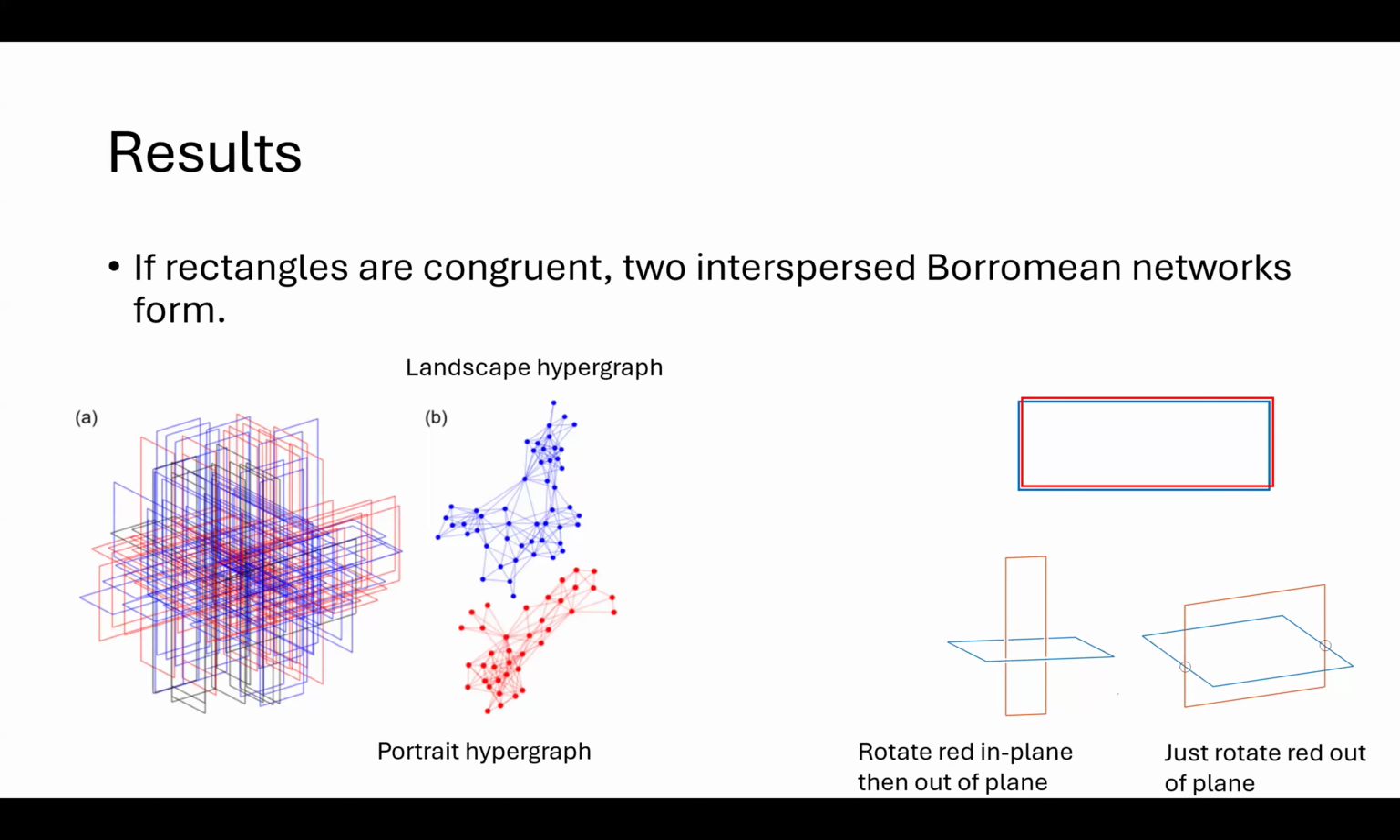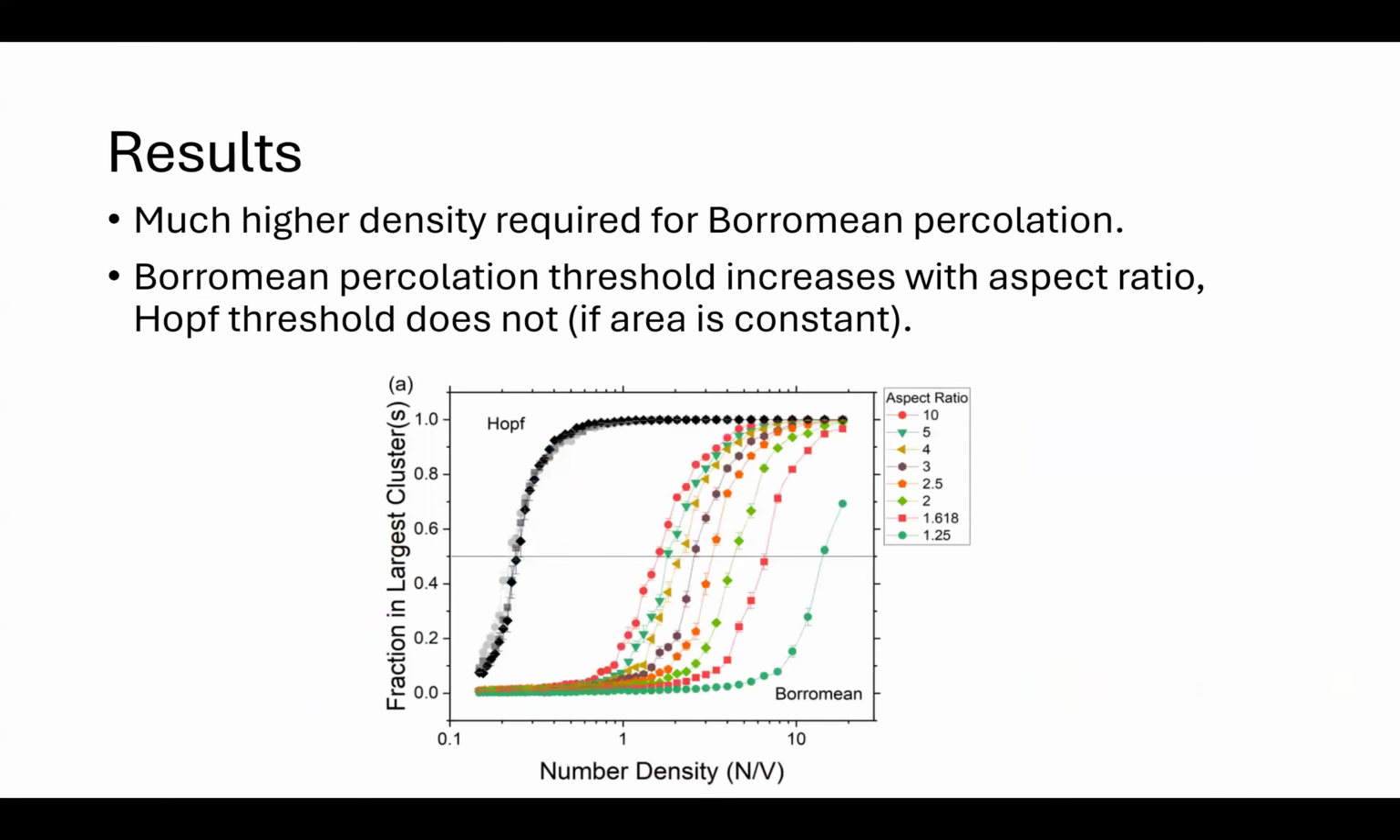And the way to think about this is if you start with two identical rectangles and you rotate one of them out of plane, they can no longer pierce each other. They can only either be linked or intersect in 2 points. Whereas if you rotate one of them in plane first, then out of plane, then you're able to have this piercing. But if you allow their size or aspect ratio to vary, then you no longer have this separation.